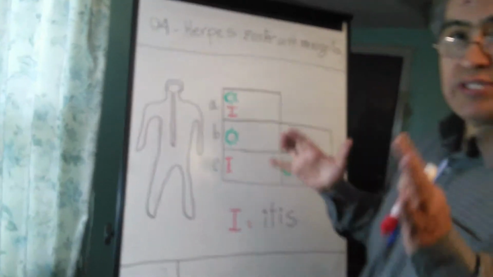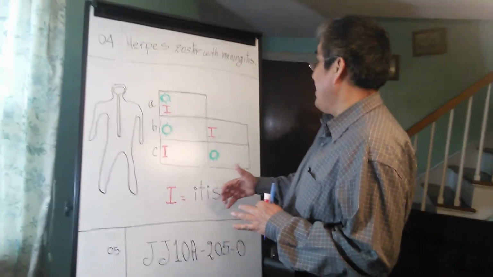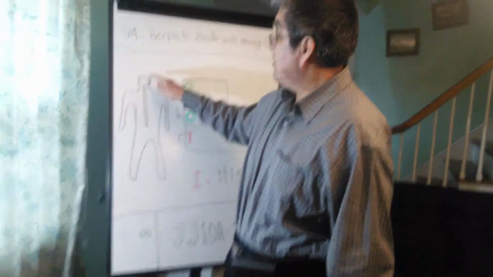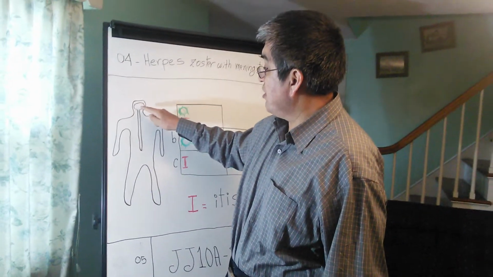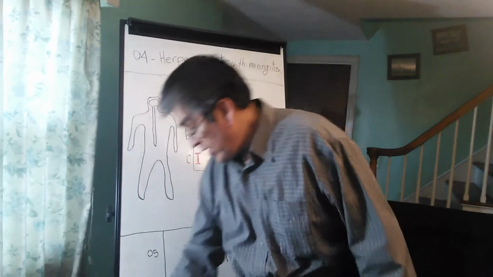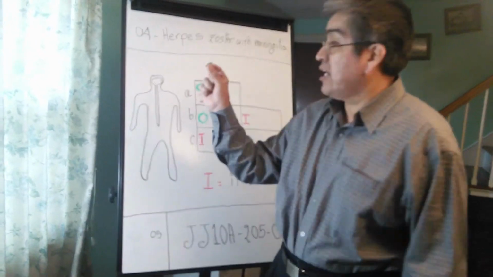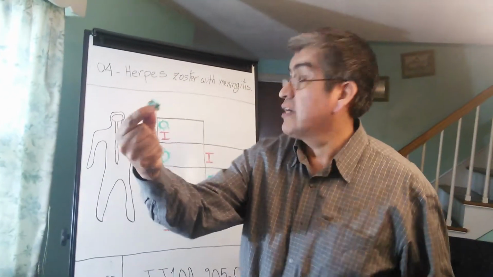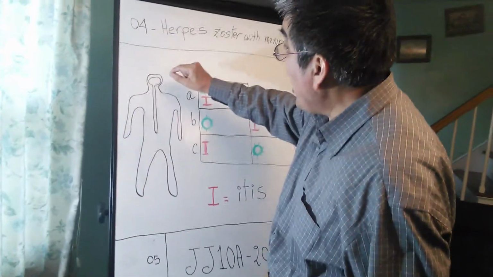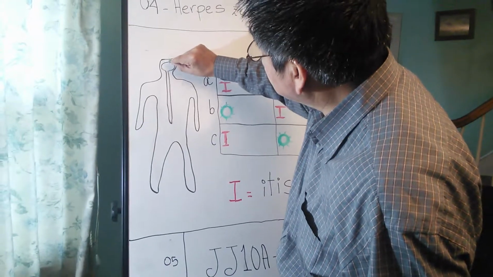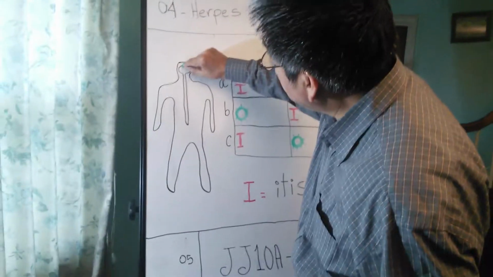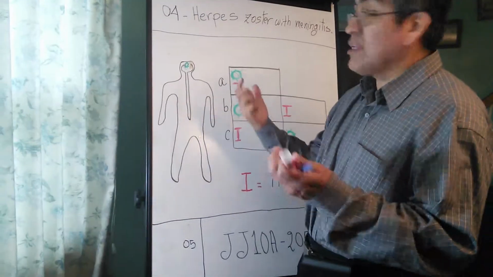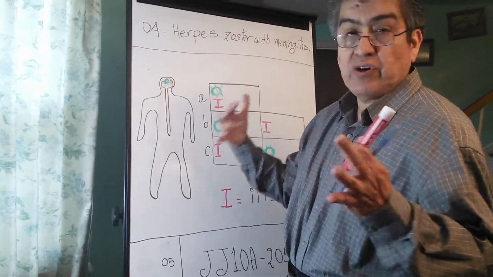So we start with the word that ends in itis, which is meningitis. This is the person. This is the central nervous system, the cerebrum, and the spinal cord. And this is the herpes zoster virus. You see the virus there? Somehow it gets into the central nervous system, and now the infection is meningitis. What's meningitis? It's the infection of the meninges.